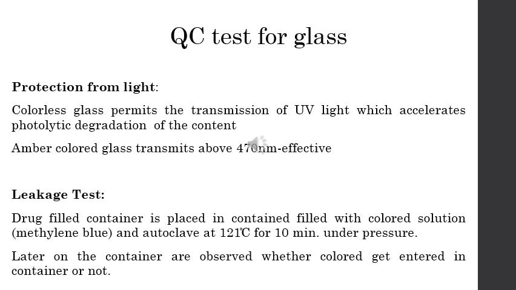Next is the leakage test. In this, the drug is filled in the container and it is kept inverted in a colored solution. The colored solution is generally methylene blue, and this is autoclaved at 121 degrees Celsius for 10 minutes under pressure. Later, after the autoclaving is done, the contents are observed for any entry of colored solution inside.